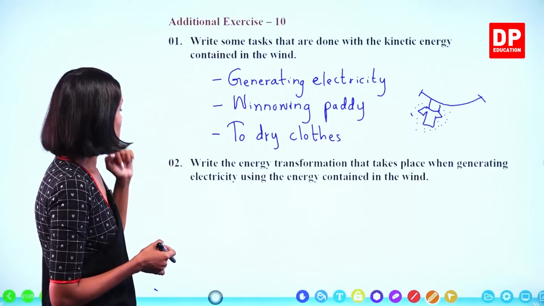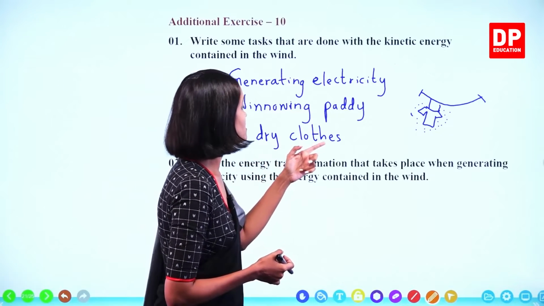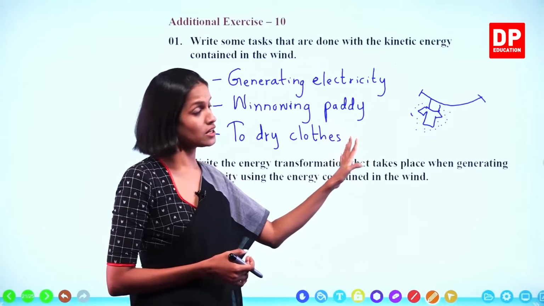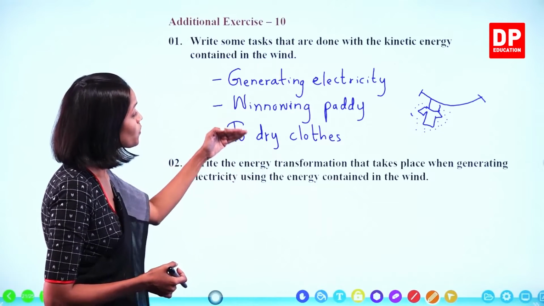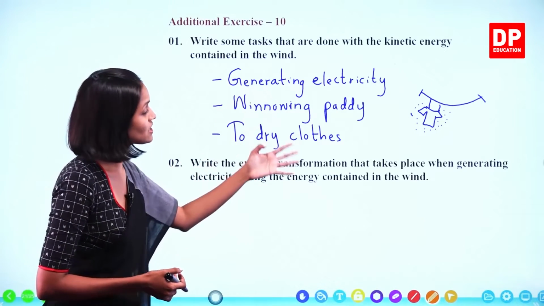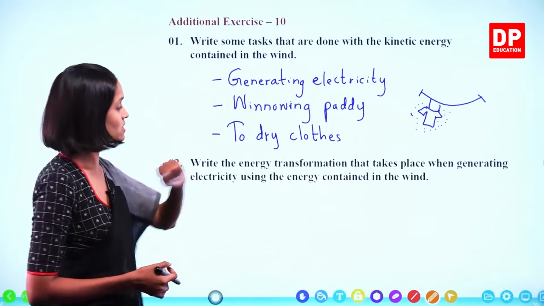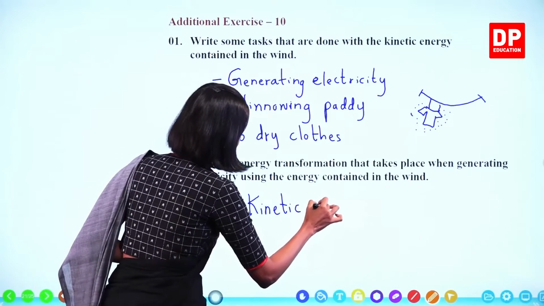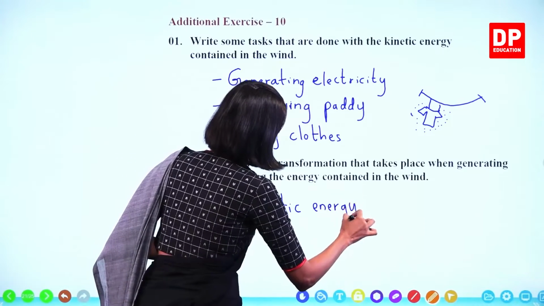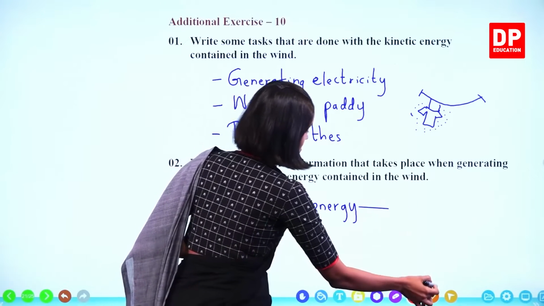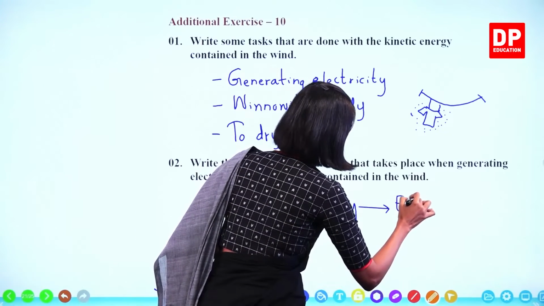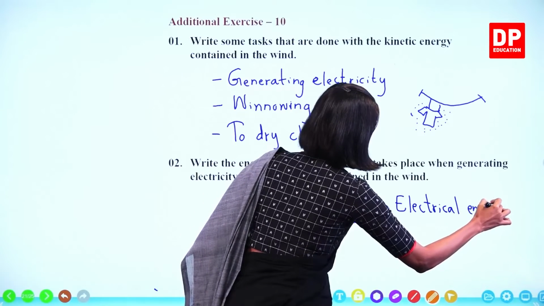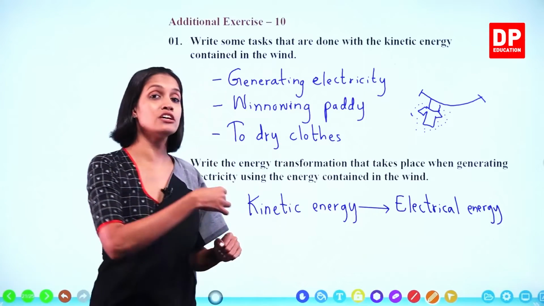Next one. Write the energy transformation that takes place when generating electricity using the energy contained in the wind. What is the energy transformation, children? The wind contains kinetic energy. It converts to electrical energy, right? So the kinetic energy of the wind is converted to electrical energy.